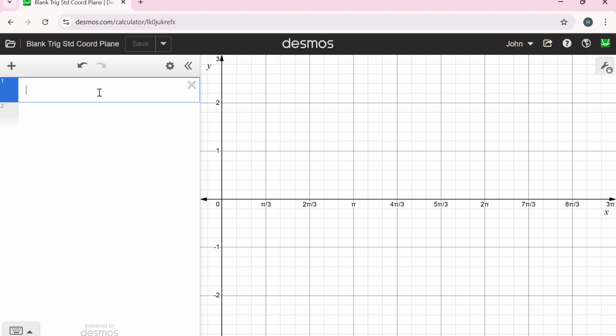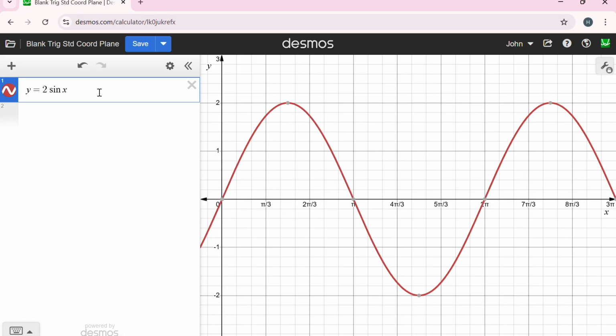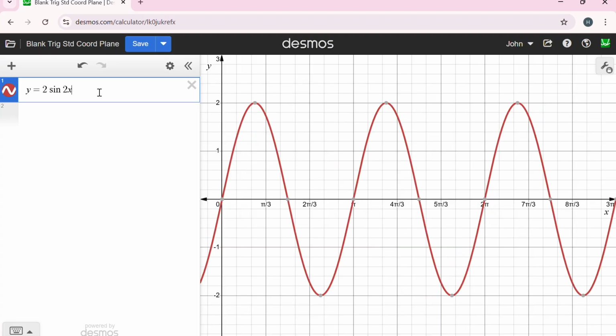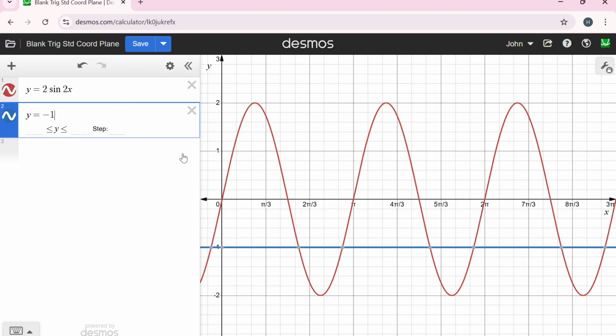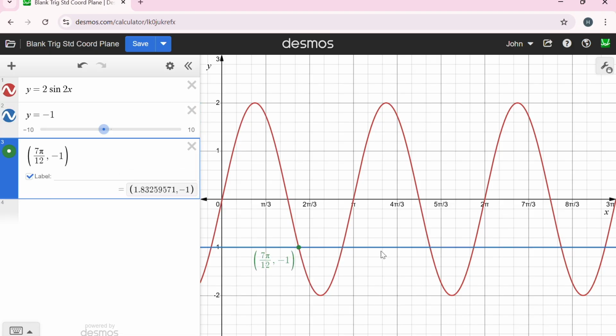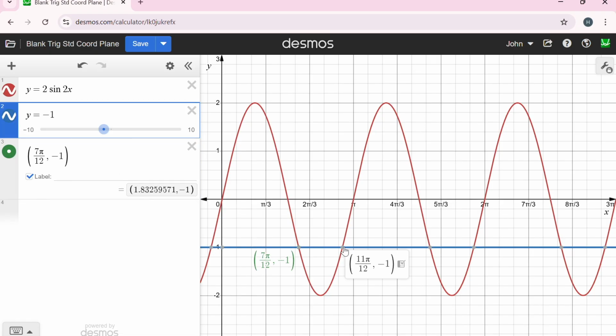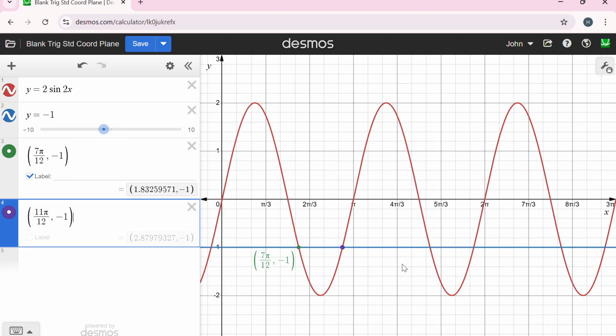So y equals 2 sine of 2x. I'm doing part C, the bonus part. So y equals 2 sine of 2x, there it is. And I'm going to make it intersect y equals -1. And then I'm going to pick the intersection point. So there's one. Let's label that.